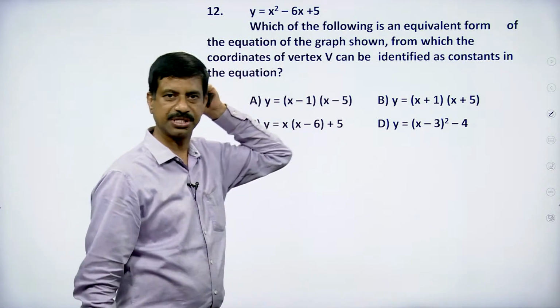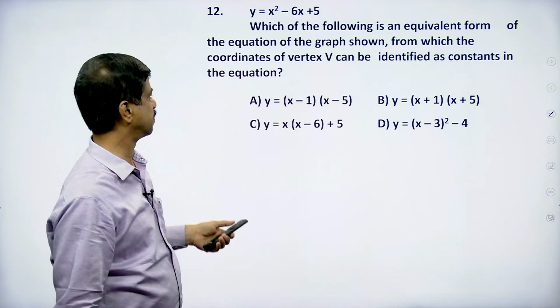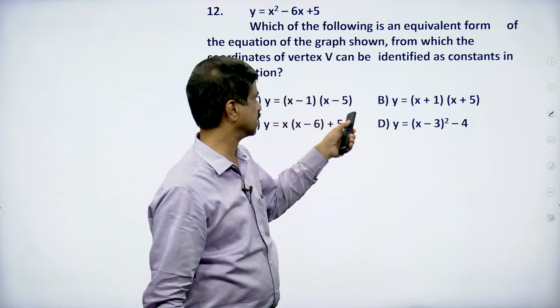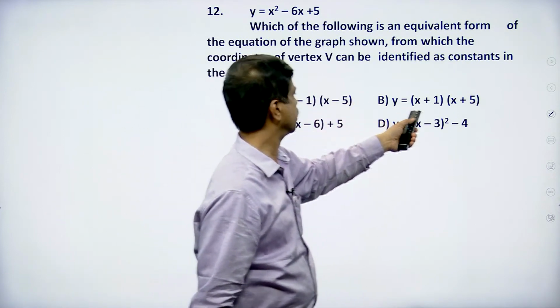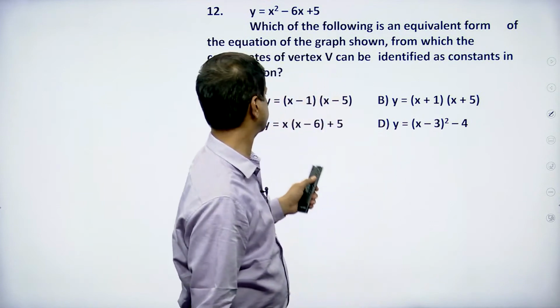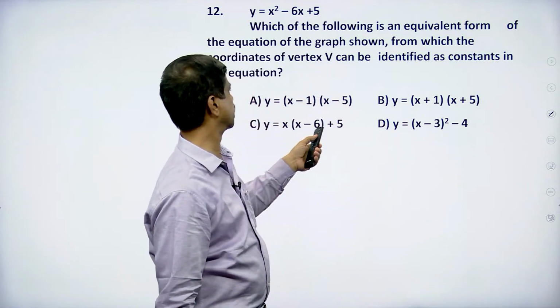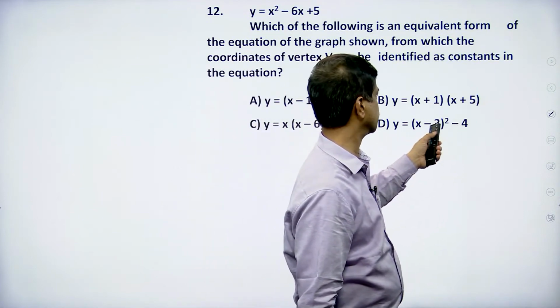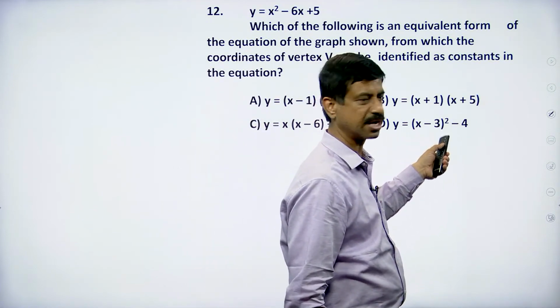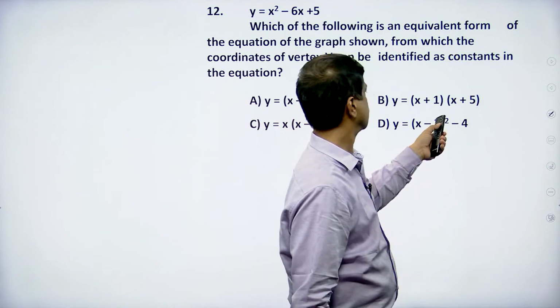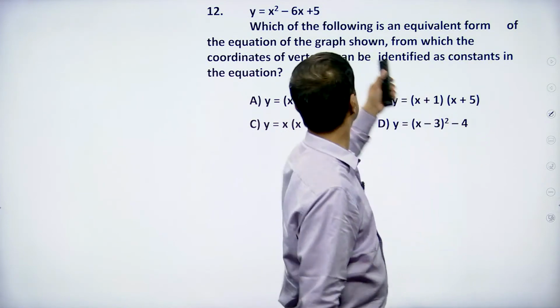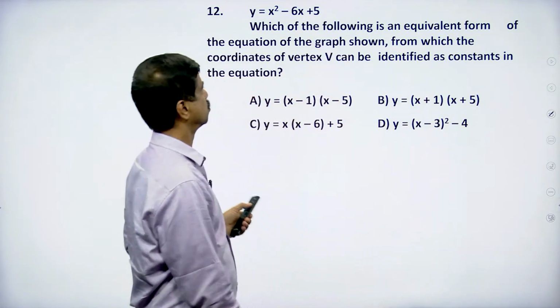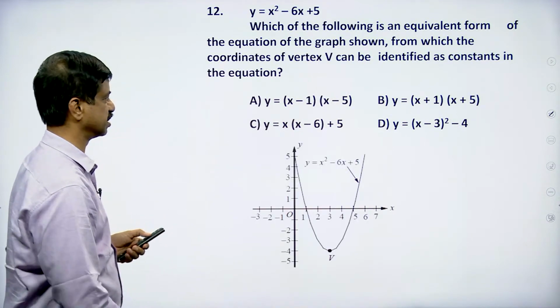So the original equation is y equal to x square minus 6x plus 5. You have y equal to x minus 1 into x minus 5, y equal to x plus 1 into x plus 5, y equal to x into x minus 6 plus 5, and y equal to x minus 3 whole square minus 4. X minus 3 whole square is x square minus 6x plus 9, minus 4 is plus 5. Okay, children. So which all are the equivalent equations, he says.